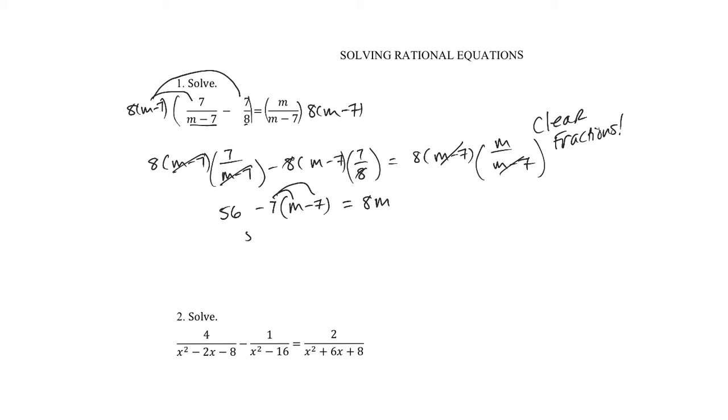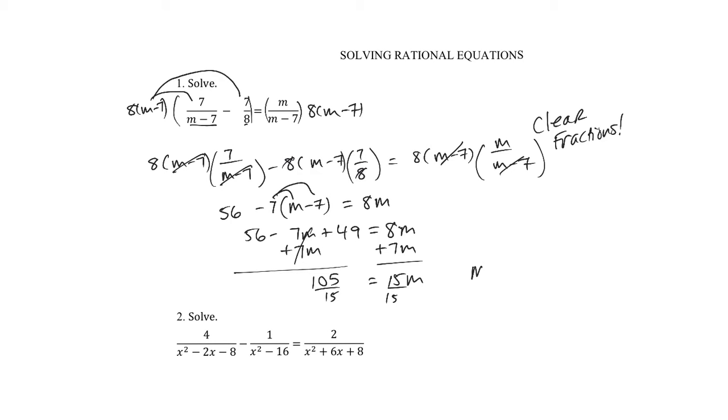Great, all right, so 56 minus 7m, and then 7 times 7 is positive 49. And now we just need to get our m's all on one side, so those cancel out, and I have 15m, and 56 plus 49 is 105, and then dividing through to solve for m, we get m equals 7.